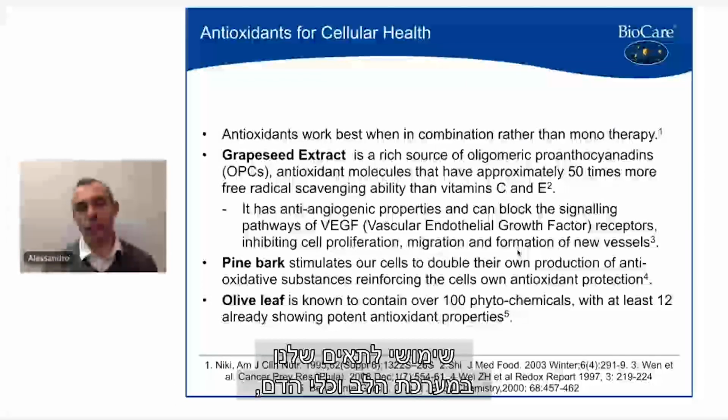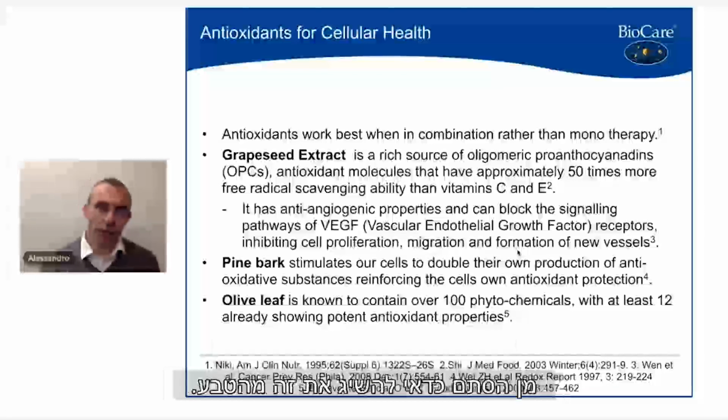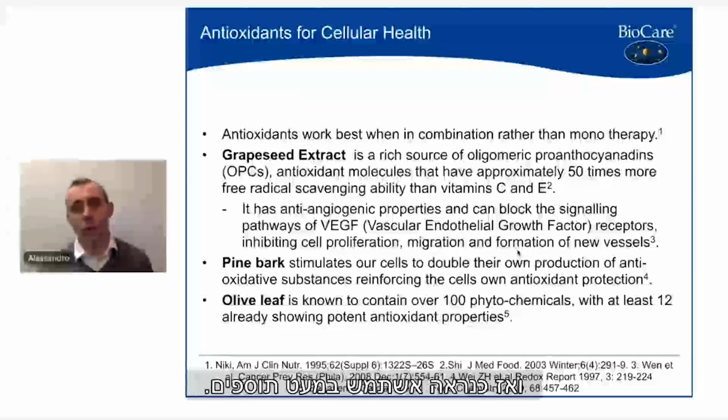Pine bark, production of antioxidating substances reinforcing cell and own antioxidant protection, also very, very useful for the cells within our cardiovascular system. So I always make sure to provide a good base if I do constant aerobic work. Obviously, I would want to get it from nature. Sometimes, if I know it's going to be a tough one, then I probably use a small amount of supplementation, depending.